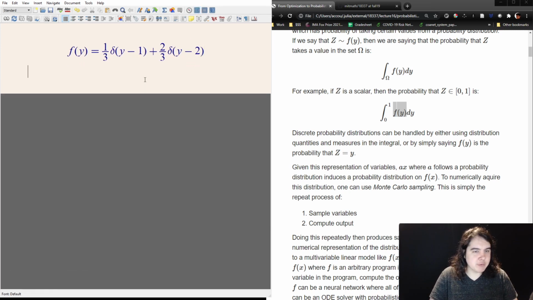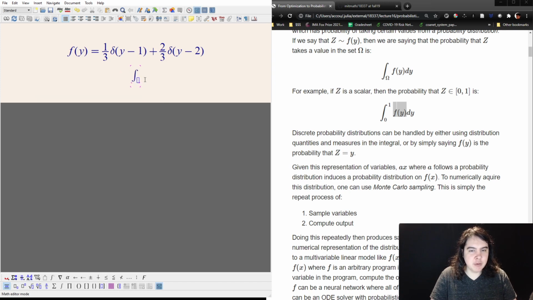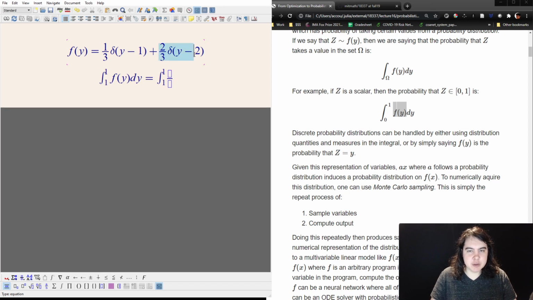because if you remember your properties of Dirac delta, the integral from 1 to 1 of f of y dy, if it has a Dirac delta, is the integral of this other term, which is going to be 0 over that whole domain. This is 1/3 Dirac delta of y minus 1 dy, which equals just 1/3, right? So this is just the property of the Dirac delta function.